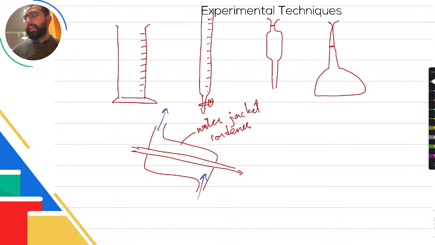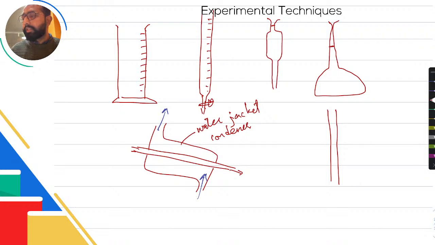There's another idea that they give in the exam, which is about reflux condenser. Where is the reflux condenser used? Let's suppose I want to do an experiment in which I have to heat a liquid. Now, if I heat a liquid, it will just evaporate. I don't want it to evaporate. I want it to react. And I can't really seal the thing, because if I seal it, pressure might rise and the thing might explode. So what do I do? I use a reflux condenser.